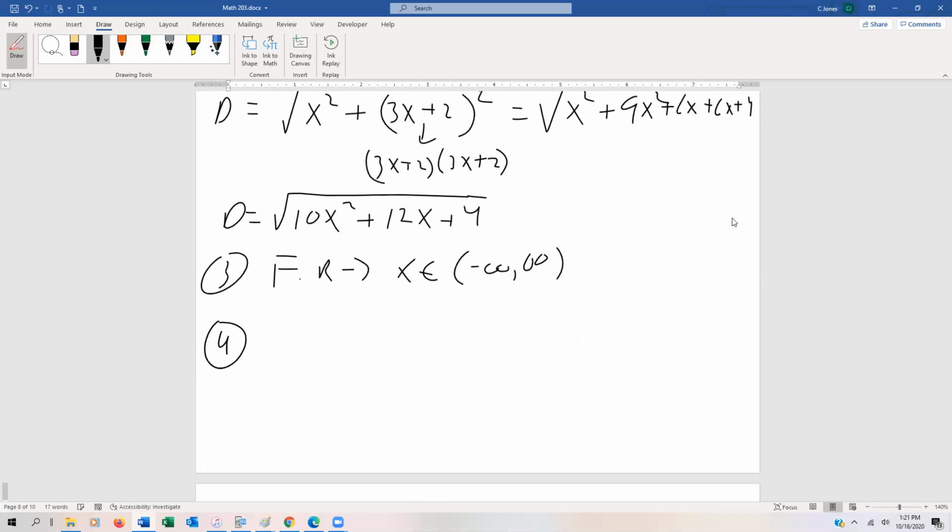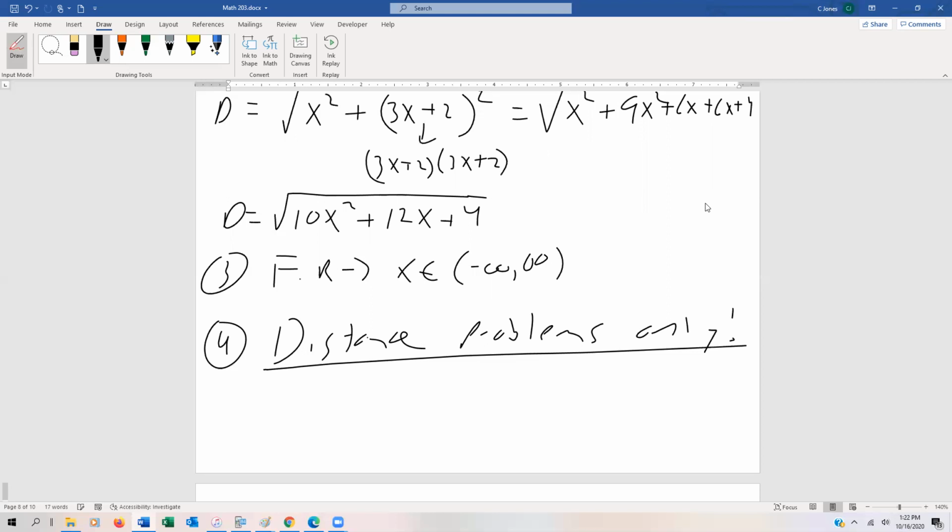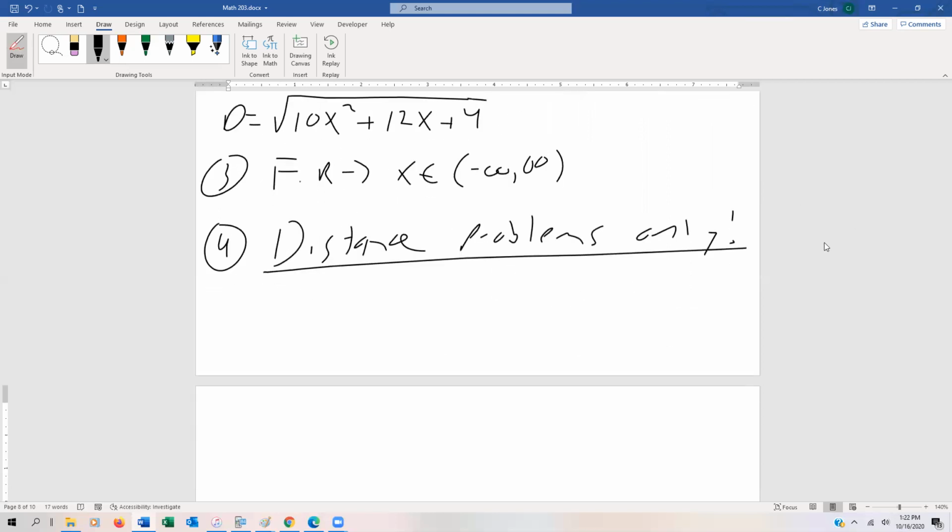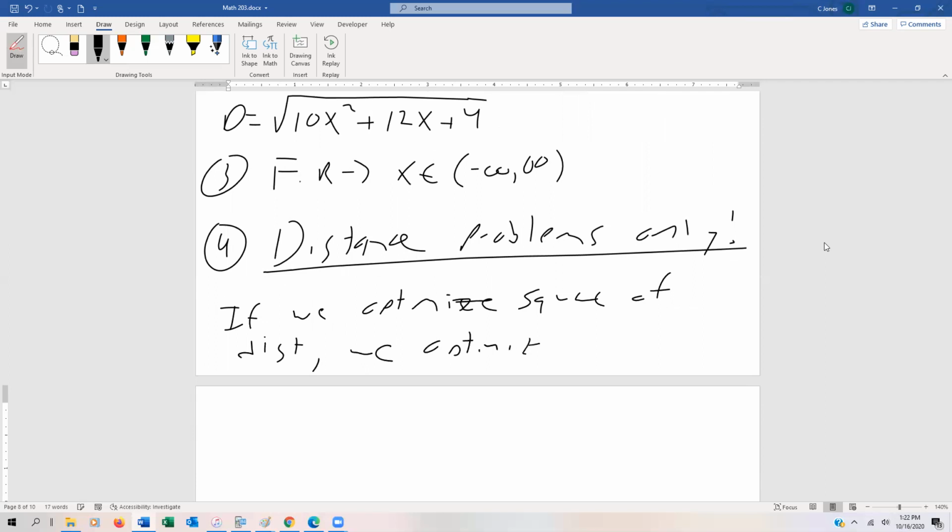Step 4 is to take the derivative. Before we do that, with distance problems only, let's make this apparently clear. With distance problems only, if we optimize the square of the distance, we optimize the distance. That's true only for distance problems, at least in these types.